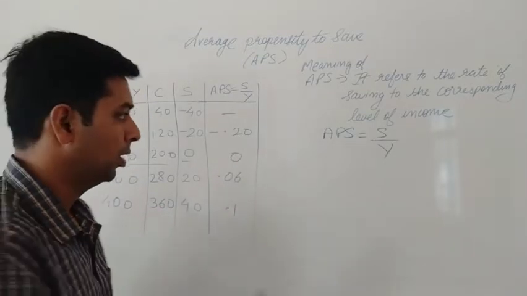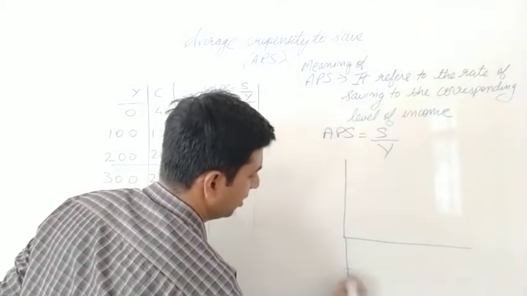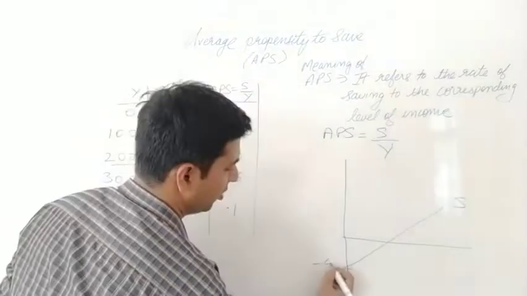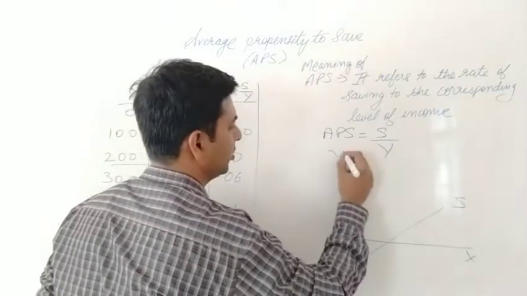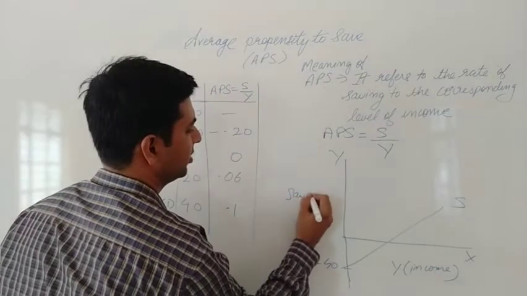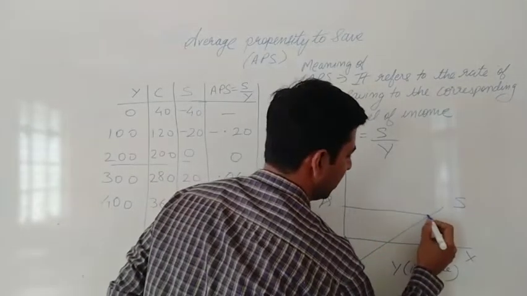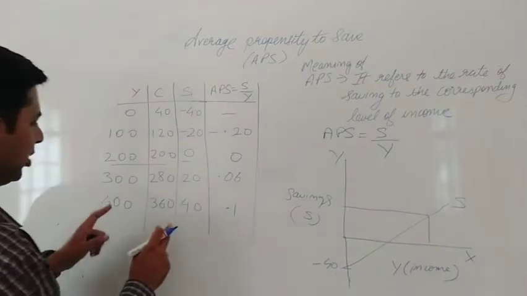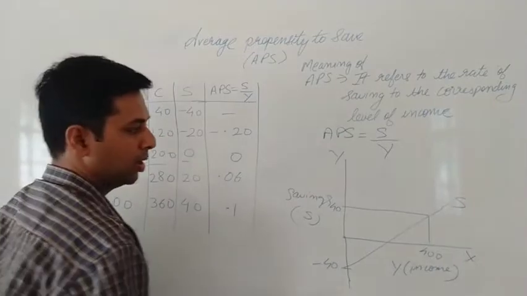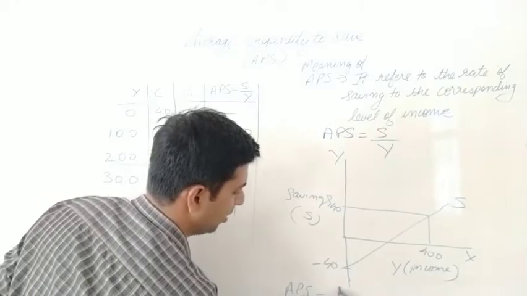So in economics we can plot a diagram, like a saving curve, and here it starts from minus 40. This is your x-axis, income, and this is your y-axis, savings, S. Now at a certain point you can mark any point, like 440 if you want to take. So here also we can calculate APS by S upon Y.